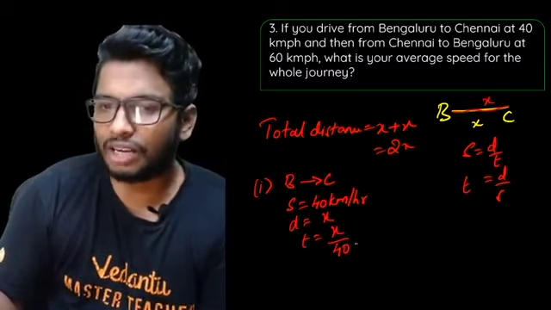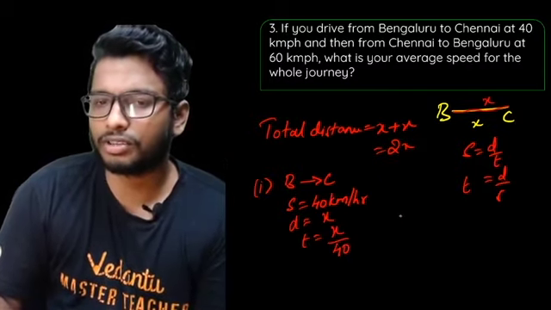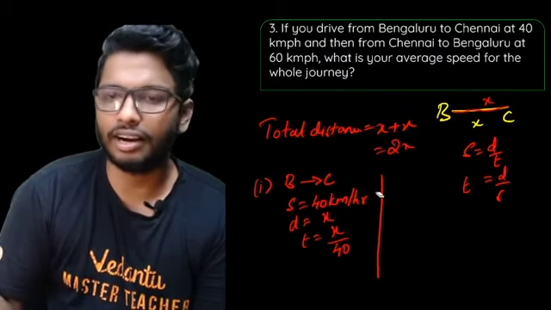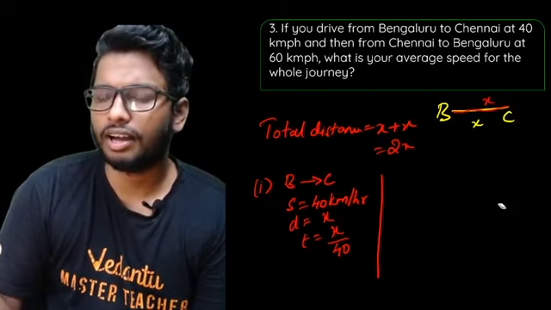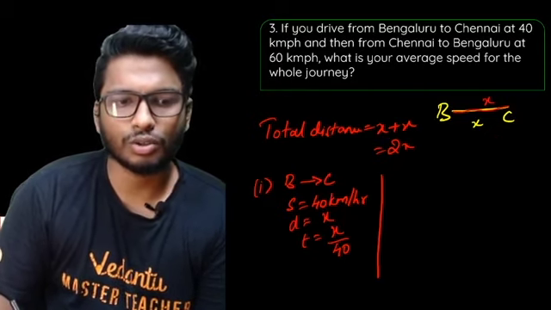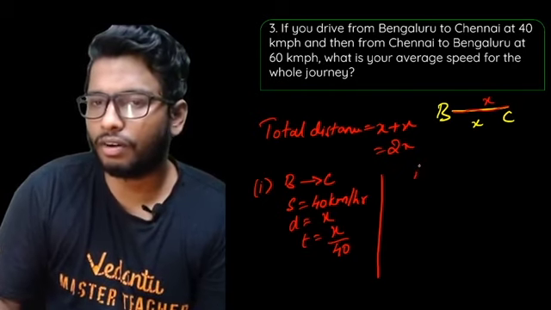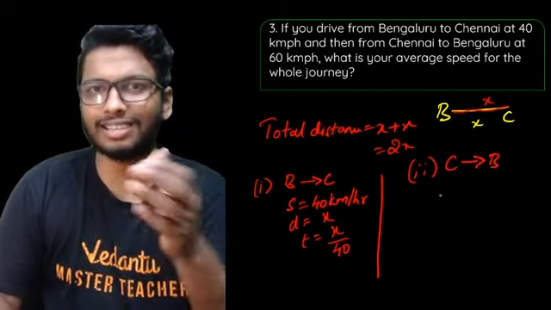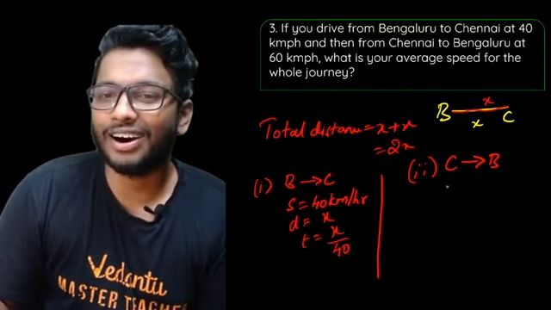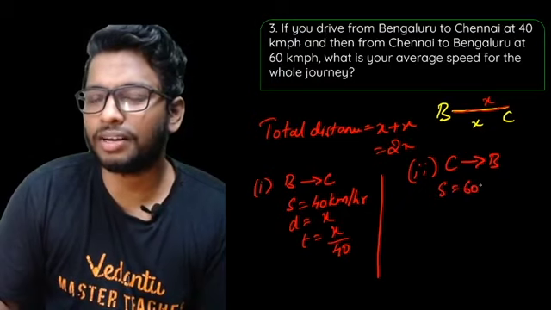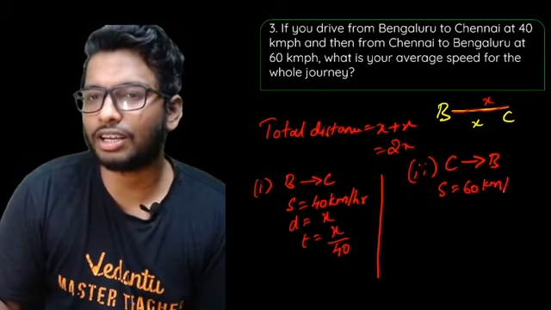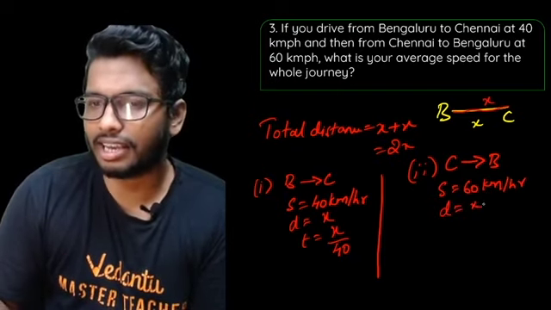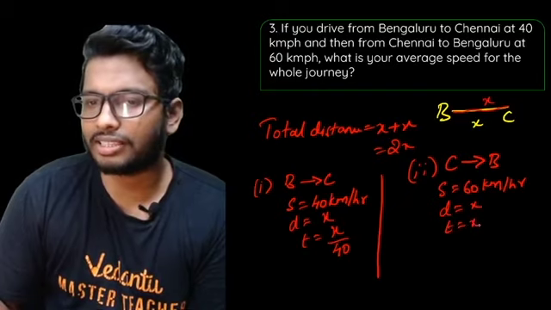Now for the second one, I'm going to erase this part out and write it over here. I hope you guys understood that. So for the second case, when he's traveling from Chennai to Bangalore, C stands for Chennai, B for Bangalore. S is equal to 60 km per hour, because he's traveling at a speed of 60 km per hour. I don't know the distance again, so I'll take it as x again. So T is equal to x divided by 60.